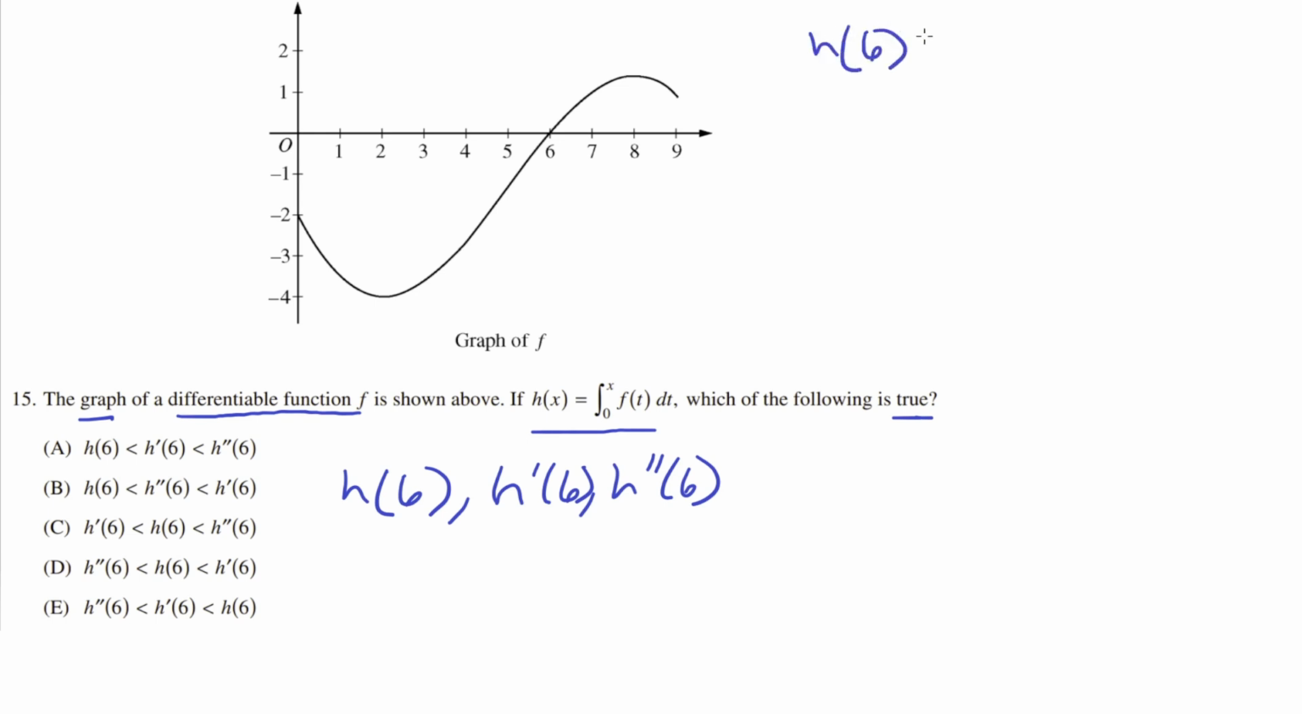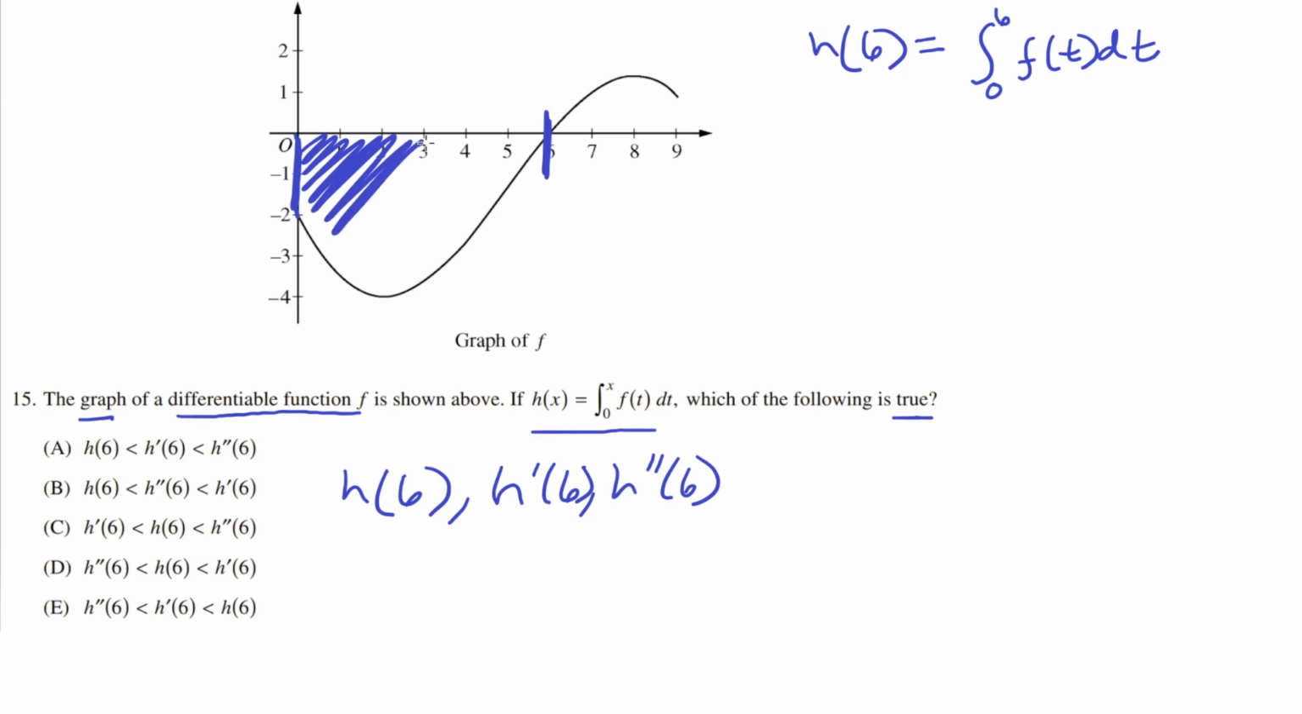So h of 6. So h of 6 is just equal to this function h of x, but with 6 plugged into x. So when we do that, we get the integral from 0 to 6 of f of t dt. And f is graphed here. And if we look at the graph from an x value of 0 to an x value of 6, the graph here is below the x-axis.